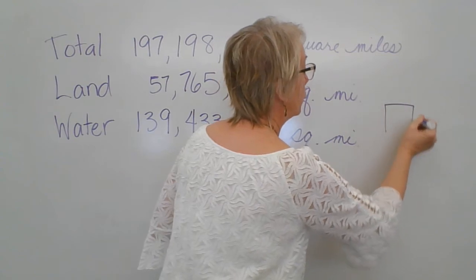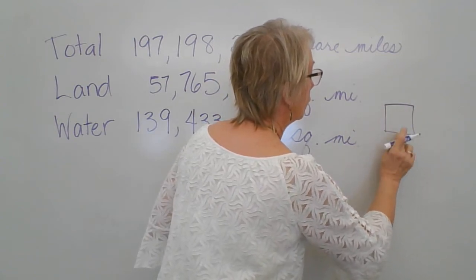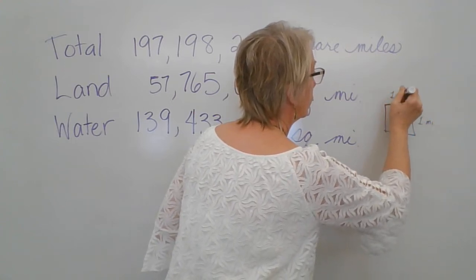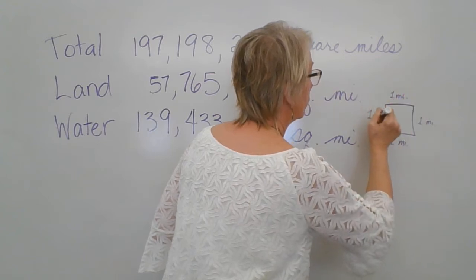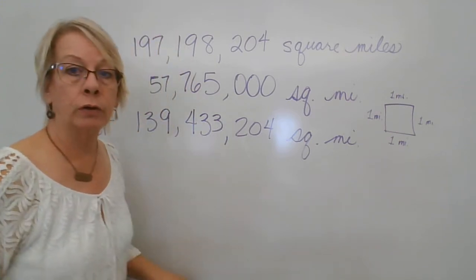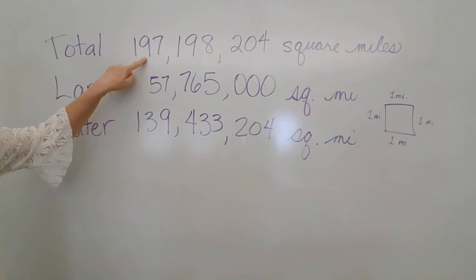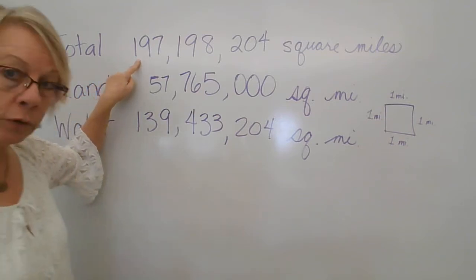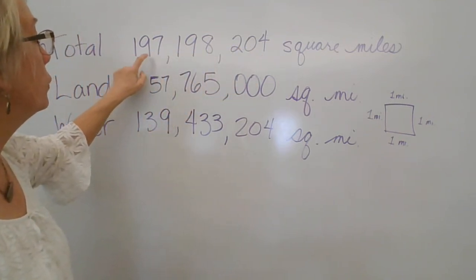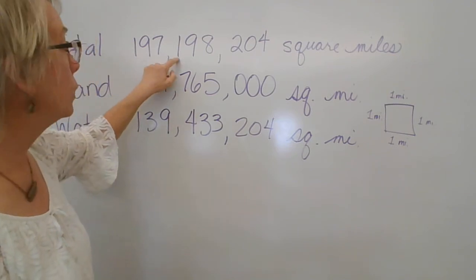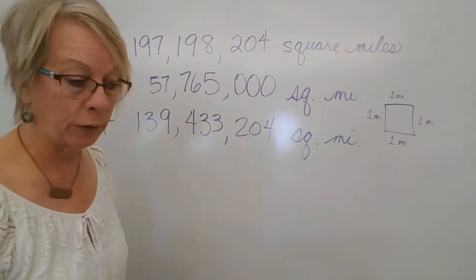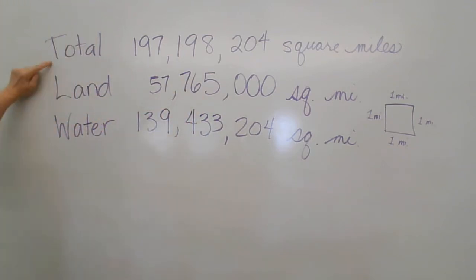So a square mile is 1 mile on each side. So it's a pretty big piece of land. The total surface area of the earth is this big number right here. Let's see if you can read this number based on some things we've learned about place value. So this is the hundreds, the thousands, the millions. So 197,198,204 square miles. Write that down on the total surface area of the earth.